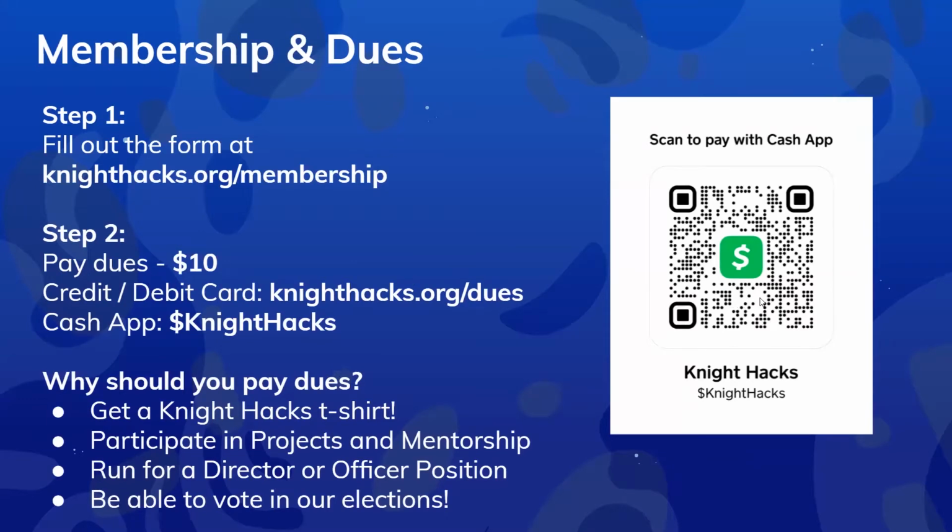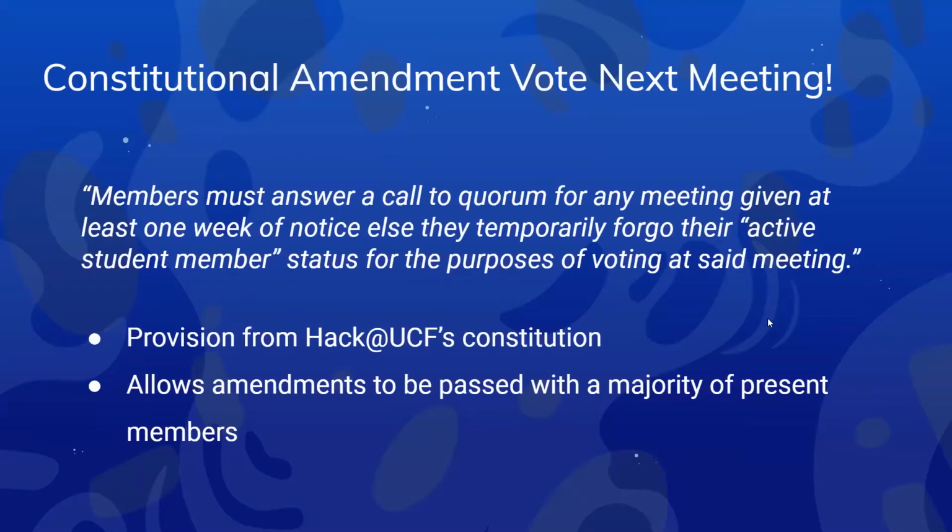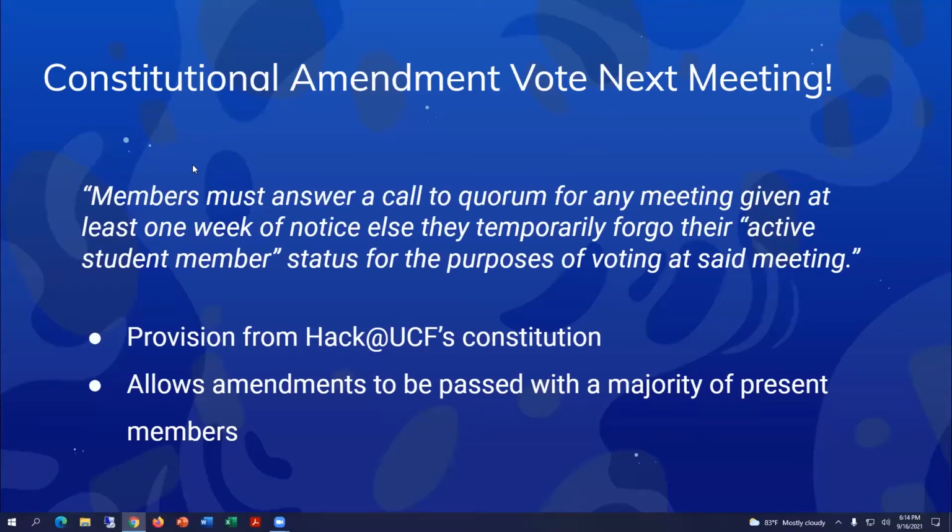Rob, do you want to come up to talk about the constitutional amendment that's happening next meeting? Yeah, just briefly. Our organization, like many others, has a constitution. In order to amend it, there's a specific process we need to go through. One of the things we need to do prior to having an amendment is to announce what the amendment is going to be one meeting in advance, so that people can discuss it and think about it.